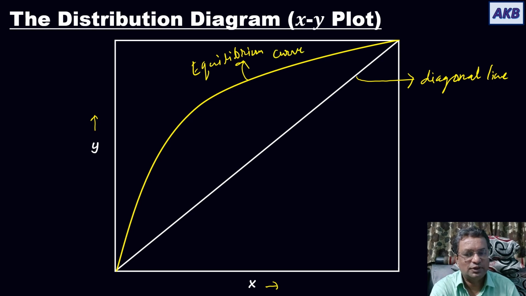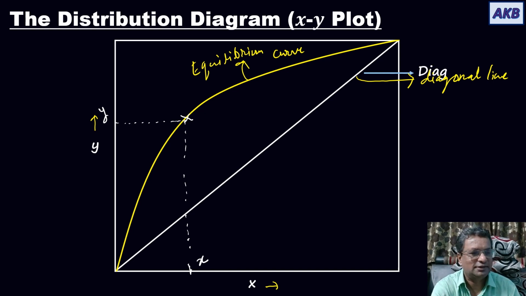Okay, that means if you consider any point on this curve, let us say this point, then this Y and this X will be in equilibrium with each other. They will be equilibrium concentrations. Okay, and this is the diagonal line.